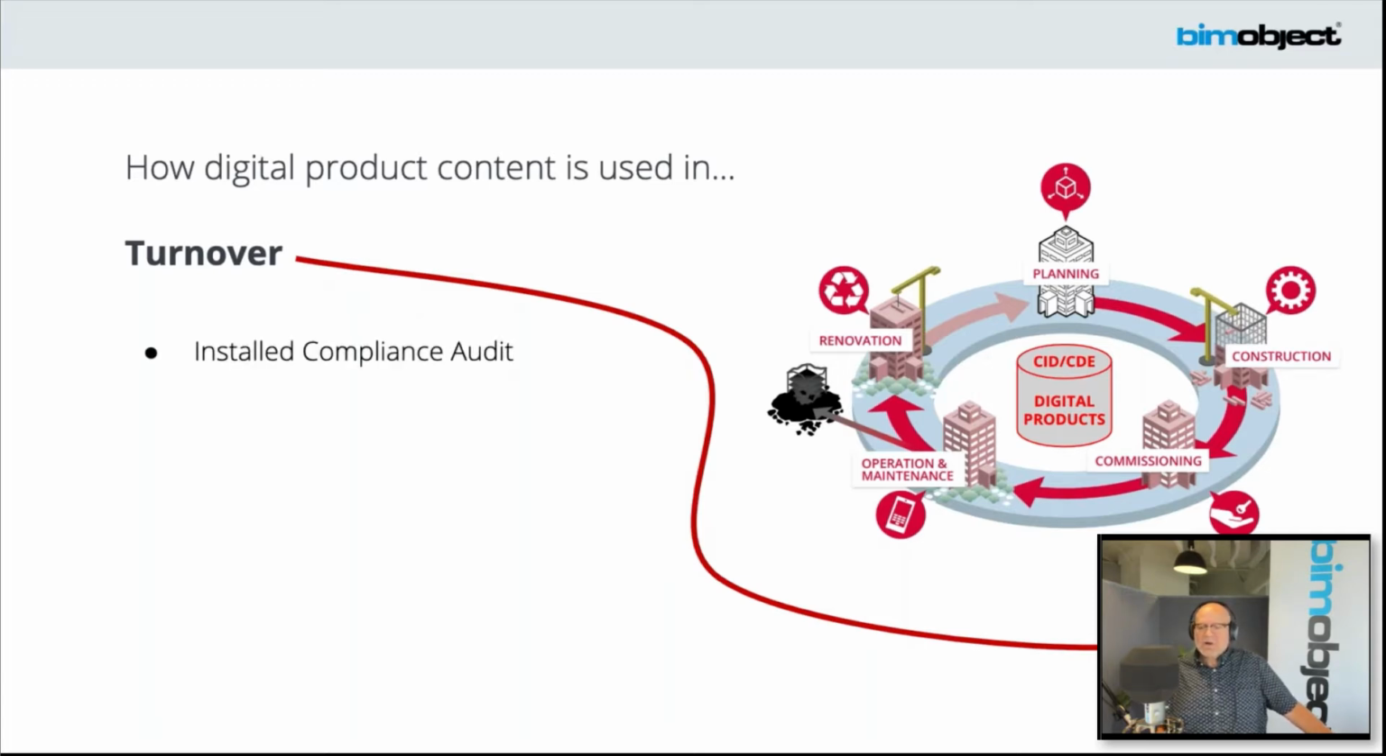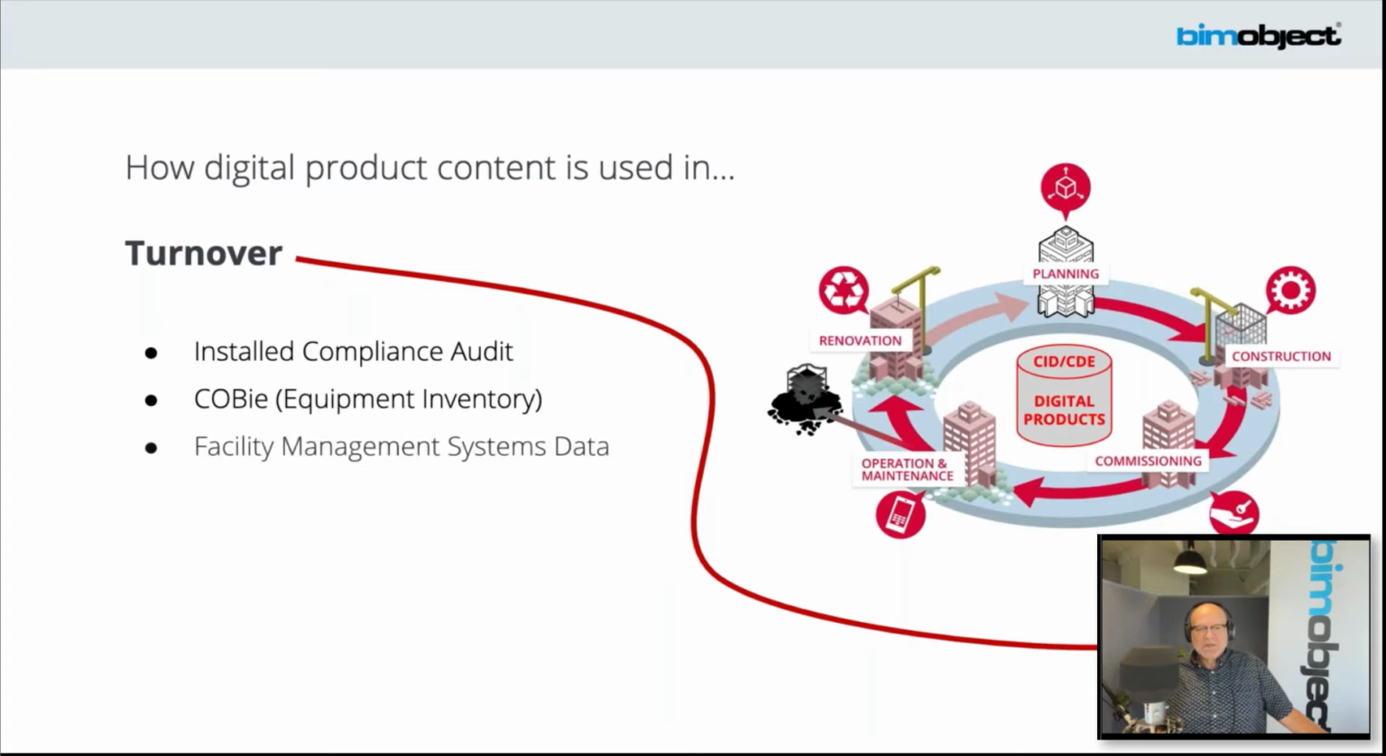It is already part of the data environment. Back to our compliance audit for what was installed, what equipment was installed, what fixtures were installed. In the case of COBie, which is globally utilized at turnover for asset management, as it was being installed, it was actually inventoried, as opposed to having to come in later and inventory it separately, which also populates the facility management systems data.